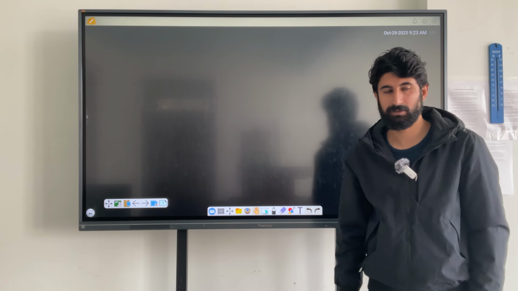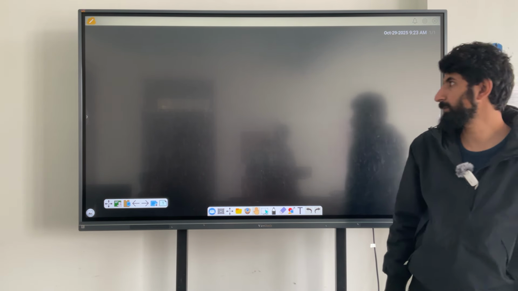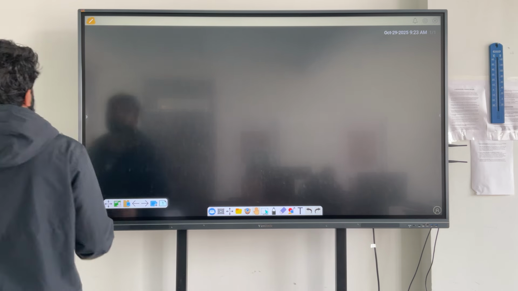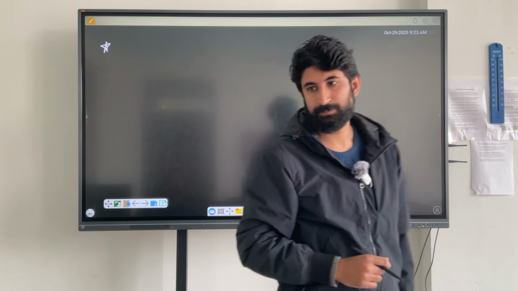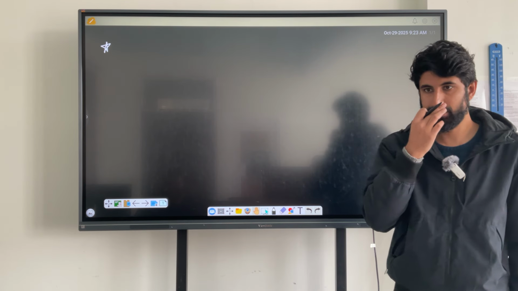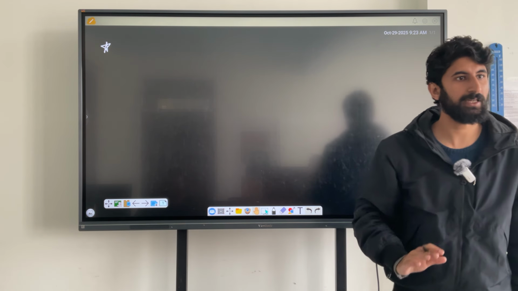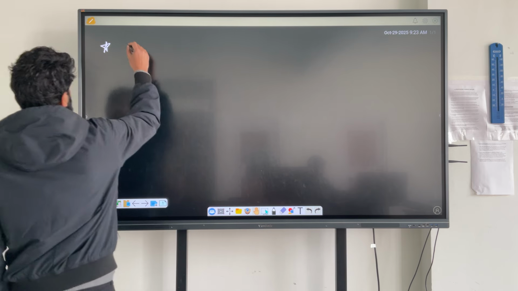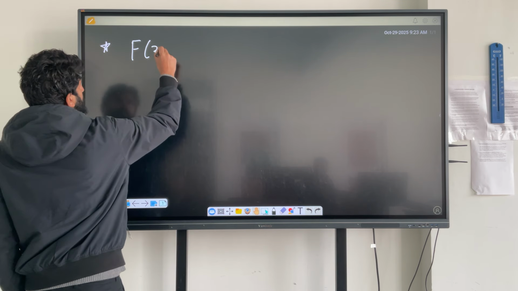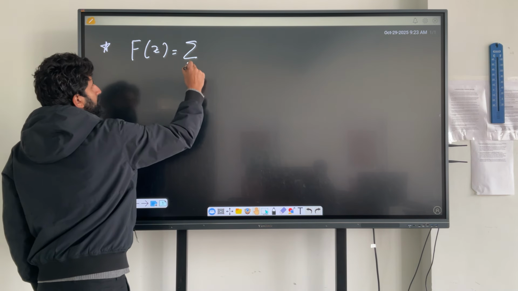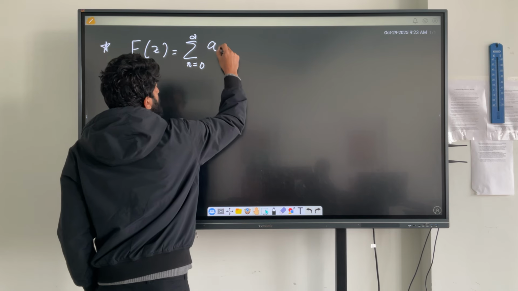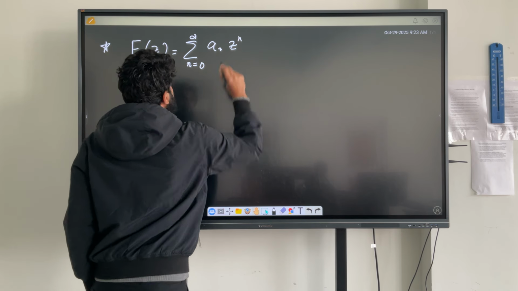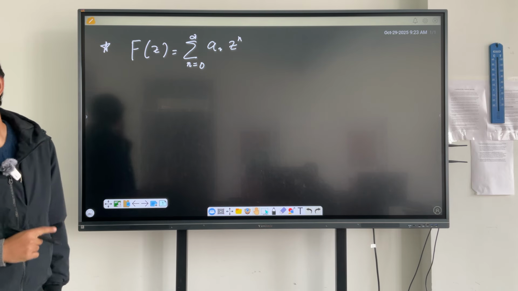Okay, let's start. Let me quickly revise what we did yesterday. So, day before yesterday, we learned that if you have an analytic function, a function analytic everywhere, then you can write a series for it like this: sum from 0 to infinity a n z to the power n. Okay, this is around z equal to 0.